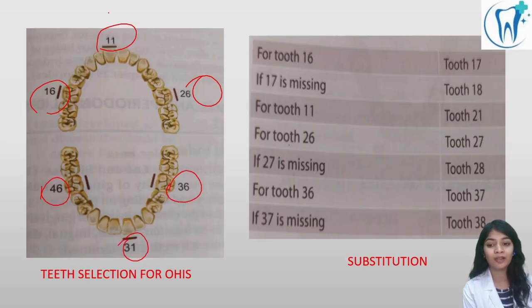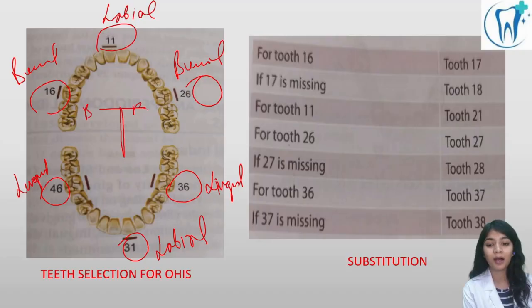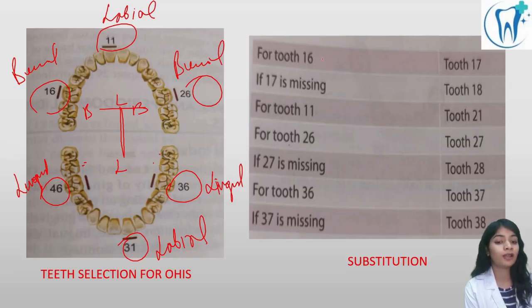Now of 11 you take the labial surface. Understand? Now 16 buccal surface, 26 also buccal surface, 36 you take lingual surface, 31 labial surface and 46 also lingual surface. So you can just remember it with a T. Understand? T. Buccal, buccal, labial and labial. Understand? And the rest will be lingual. Understand? Now what if 16 is missing? You will take 17. Now you will take the adjacent tooth if the index teeth are missing.